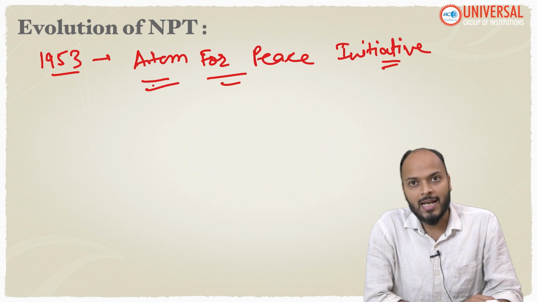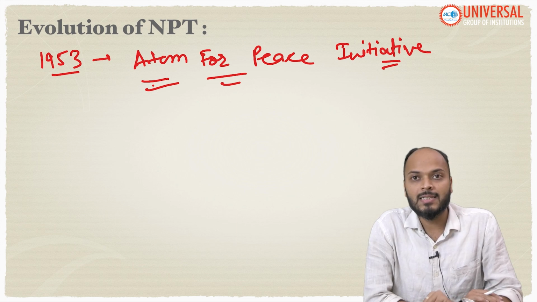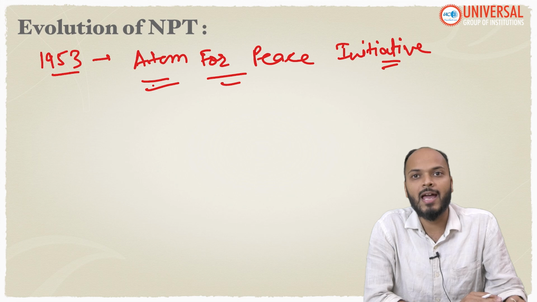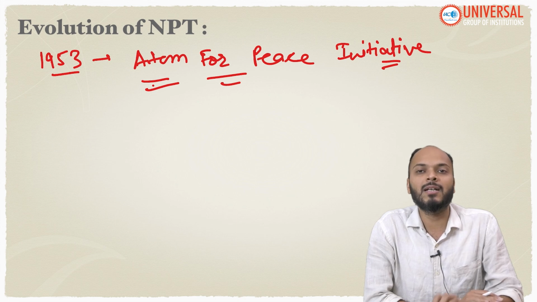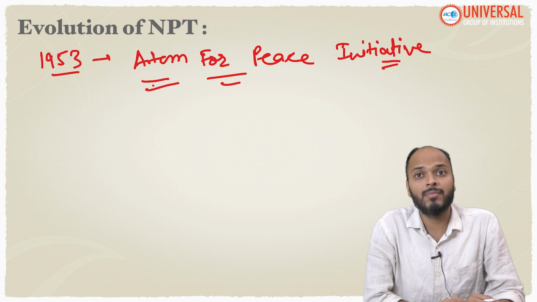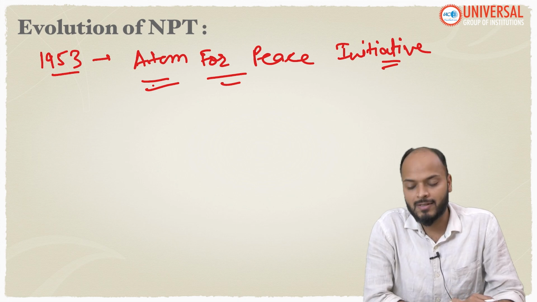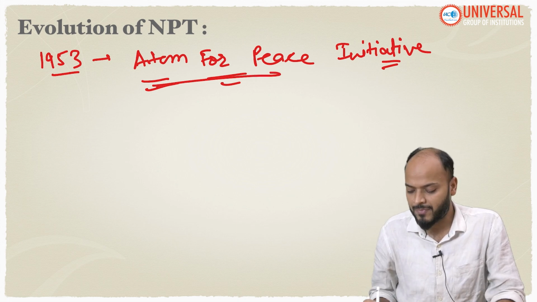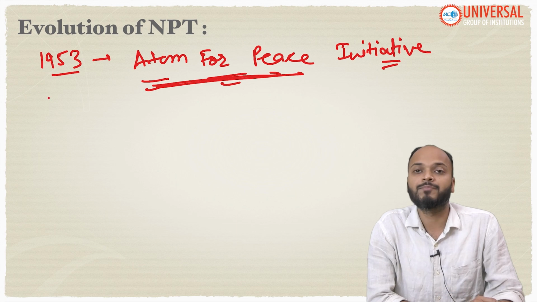So it was a guarantee given by these countries to the USA and to the world that they will not develop nuclear weapons, and in return, for civilian usage, the nuclear technology would be shared by the USA with the friendly countries. That initiative is called the Atoms for Peace Initiative.